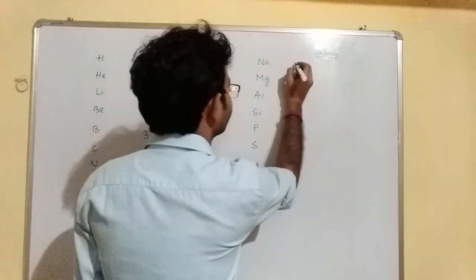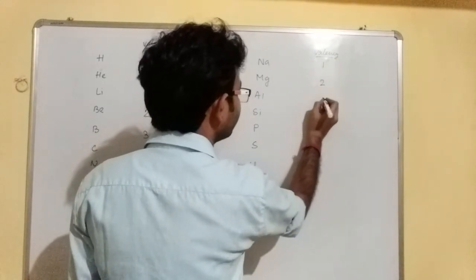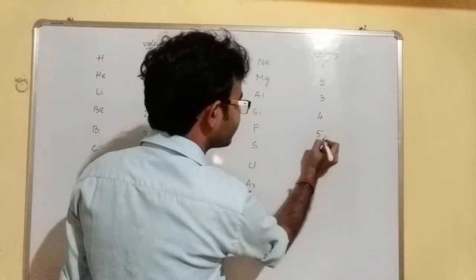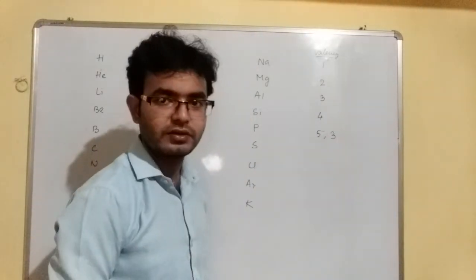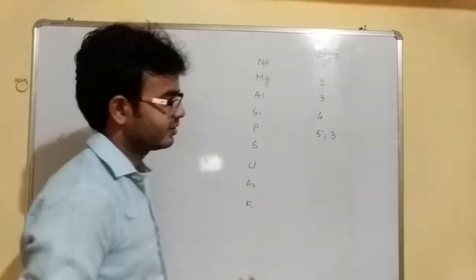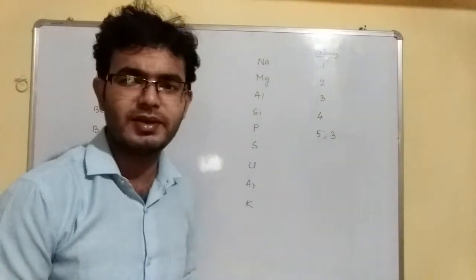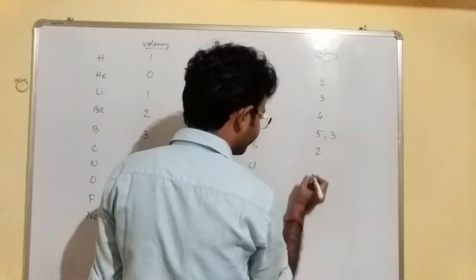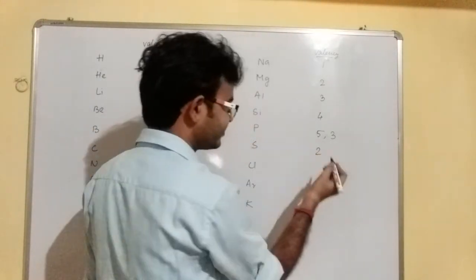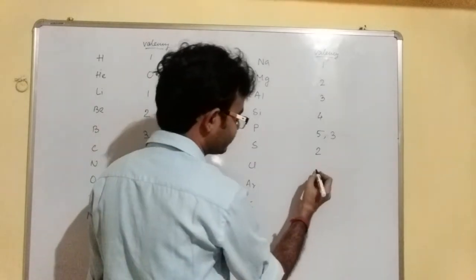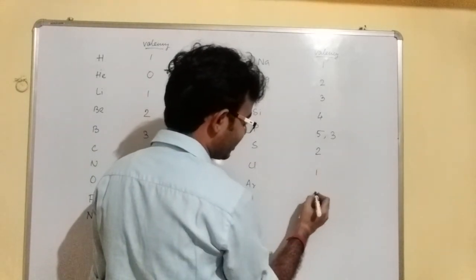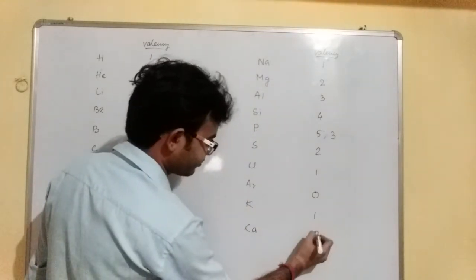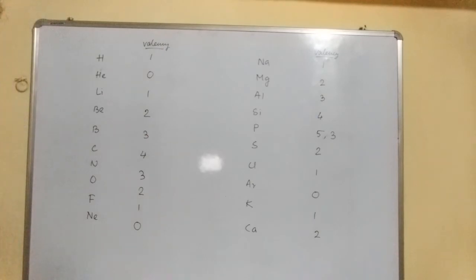For sodium it will be 1, magnesium 2, aluminium 3, silicon 4, phosphorus 5. Remember, it has one more valency, that is 3. You will not be able to understand it here, but you have to just remember this. 5, 3. Sulfur 2: sulfur contains 6 valence electrons, so the valency will be 8 minus 6, 2. Chlorine 1, argon 0. Potassium 1, and one more, that is calcium is 2. Okay, now I think it is clear.